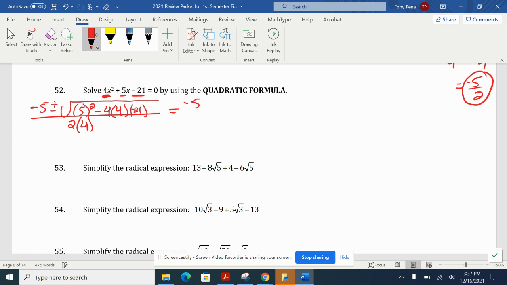Next step, clean up underneath the radical. So the negative 5 and that plus minus are going to stay. This 5 squared becomes 25. Same thing here, just be careful how we're multiplying all of this together. So that negative 4 times 4 is a negative 16. Negative 16 times negative 21 is a positive 336, all divided by 8.